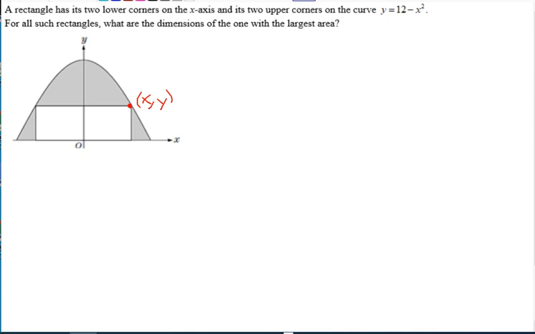And it says for all such rectangles, because you see this is not the only one. You could also have one right down here. You could have one up here. There's a lot of different rectangles you can get with these restrictions. What are the dimensions of the one with the largest area? So largest area is just another way of saying you want the maximum area.